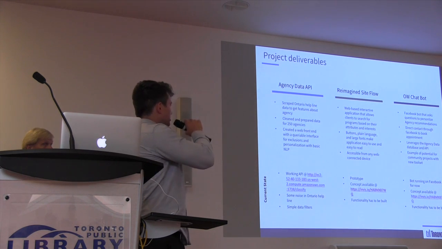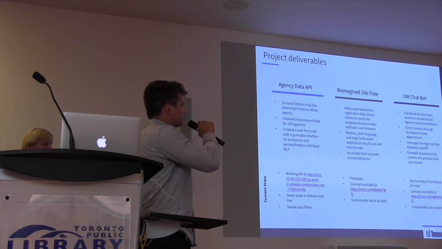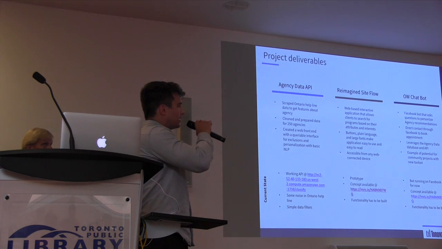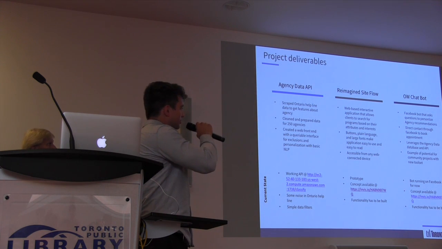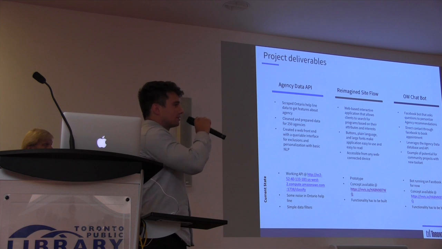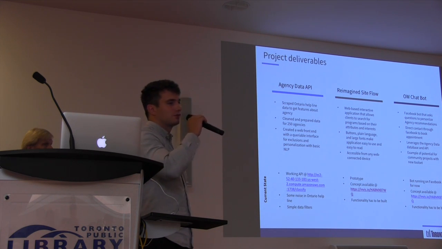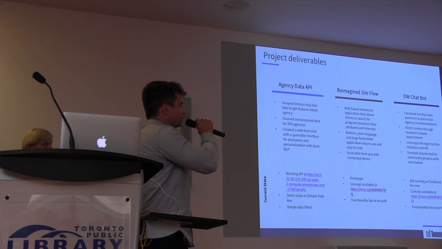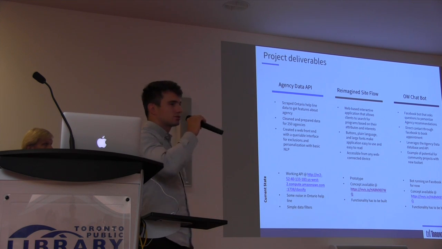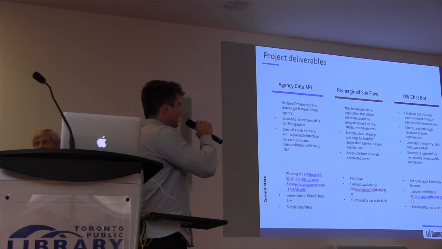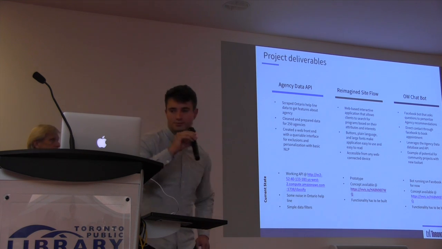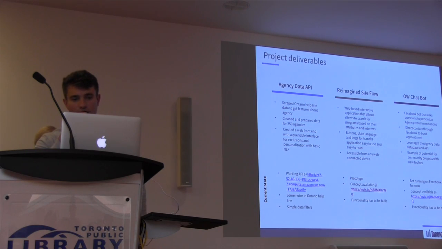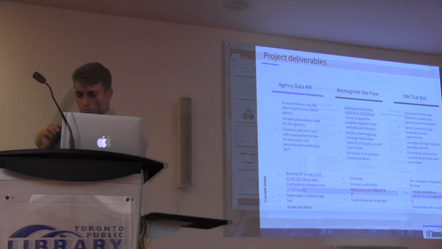The next is a reimagined site flow based on some of the data that we've collected. This will allow clients to go through and filter down the types of programs that they'd like. And then last is a Facebook chat bot. It doesn't necessarily have to be Facebook, but a lot of the plumbing was created already for us. Right now it's just sort of a cute chat bot, but it can be pretty powerful in the future. So I'm going to hand it over to Muriel to take us through the reimagined site flow.